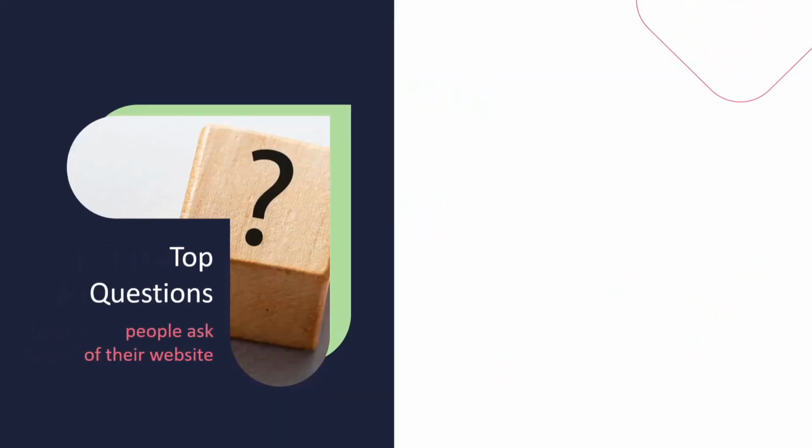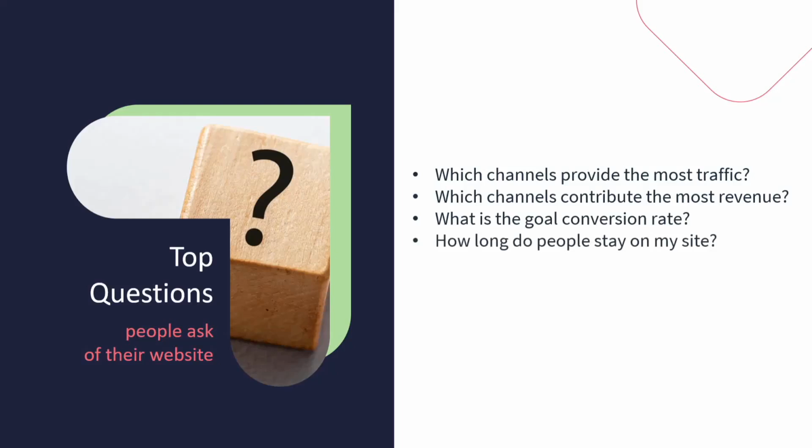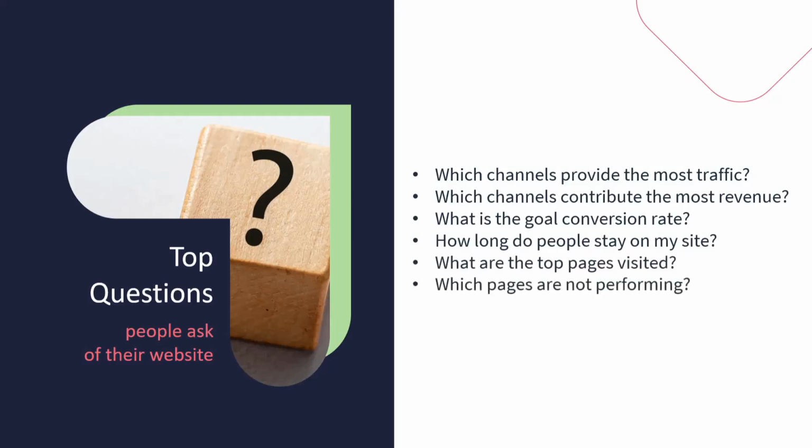First up though, the top questions that people ask of their website, so what they would actually want reports for, would be which channels provide the most traffic, makes sense. Which channels contribute the most revenue, which makes even more sense from a performance perspective. What is the goal conversion rate? So how many conversions do you have versus the number of people that have visited your site? How long do people stay on my site? So are they engaged or are they just exiting in the first 30 seconds or whatever it is? What are the top pages visited? And which pages are not performing.